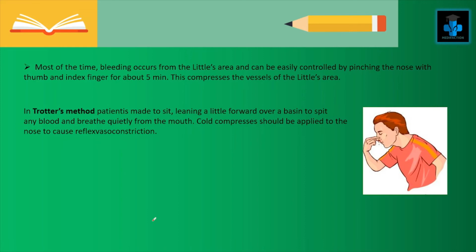Most of the time, bleeding occurs from the Little's area and can be easily controlled by pinching the nose, as you can see here, with thumb and index finger for about 5 minutes. This compresses the vessels of the Little's area and stops bleeding. In Trotter's method, the patient is made to sit and lean forward over a basin to spit any blood and breathe quietly from the mouth. Cold compresses should be applied to the nose to cause reflex vasoconstriction.